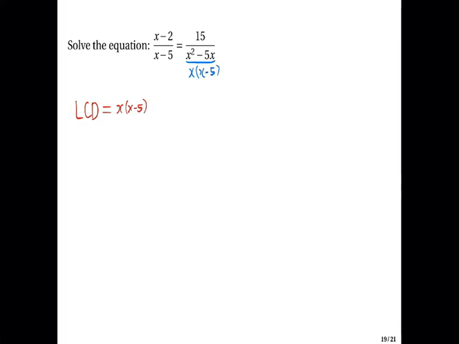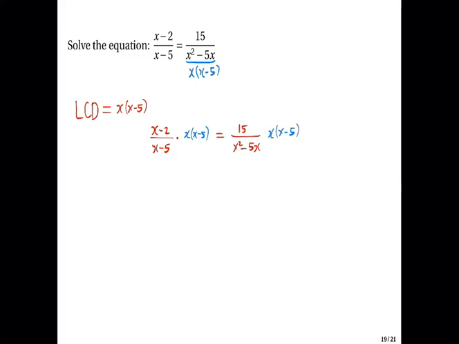So let me write the problem here. x minus 2 over x minus 5, and then we multiply this by the LCD. The LCD is x times x minus 5. Then this is equal to 15 over x squared minus 5x. Again, multiply the LCD, x times x minus 5. So what you do on the left-hand side must be done on the right-hand side to retain the equality.